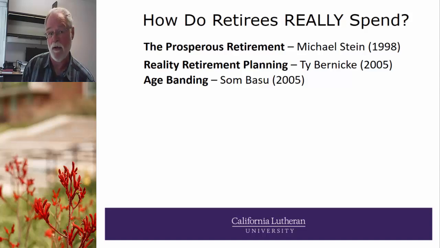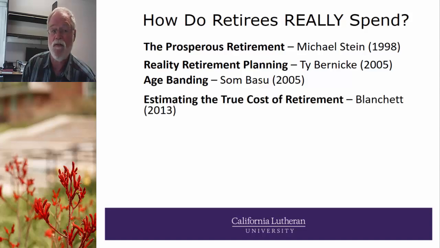Sam Basu, on the other hand, did start to break down on a more systematic basis both these spending assumptions and inflation questions. We're going to talk a little bit more about this, but he started the whole idea of discussing what we refer to now as age banding. Blanchett went on to expand a bit more on that, but then he also looked at the initial spending pattern from the standpoint of how much were people spending prior to retirement.